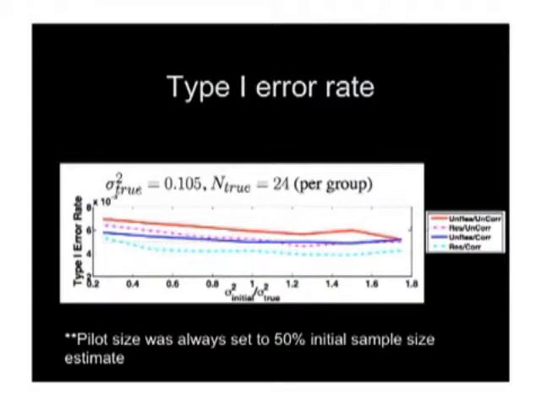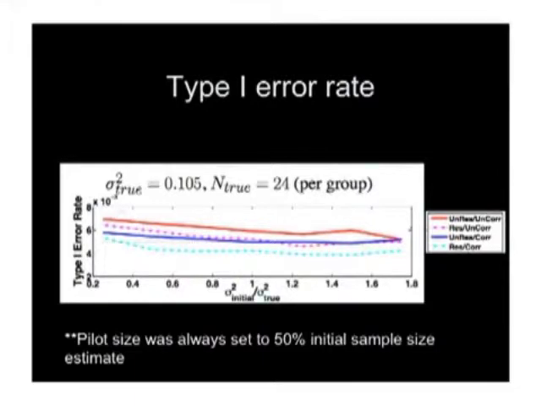OK. So here's what I got. This is first focusing on type 1 error rate. This is for a 2-sample t-test. As I said, my pilot was always 50% of my initial guess. This is the true variance. This is what the true sample size should be, 24 per group. So this is for 48. I did run this for smaller sample sizes as well. And they look roughly similar, but I'll tell you what the differences are.